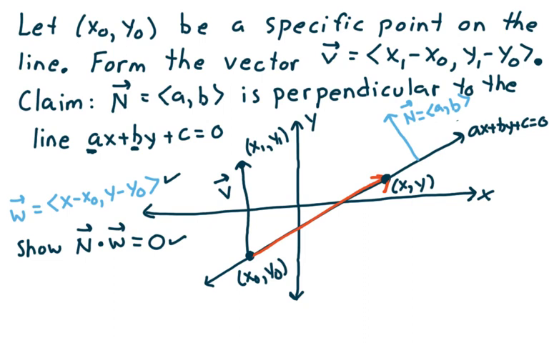And if I can show that n and w are perpendicular, and remember that (x, y) is an arbitrary point that's different than (x naught, y naught), that's going to show that n is perpendicular to the line because we proved it was perpendicular to the vector w specifically. Okay? I hope that makes sense. But we can definitely show this. This is not hard to show.